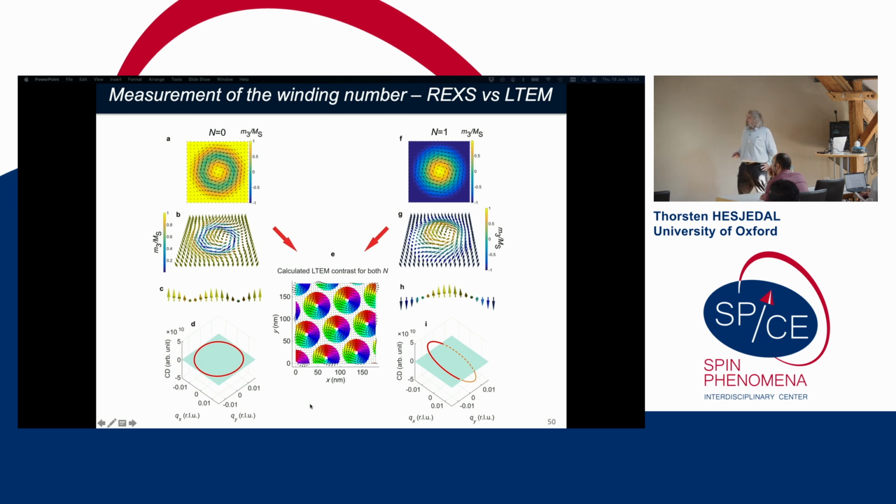So that was very nice. But there are a couple of catches with that. The first problem, I would say, is that if you look at an n equals 0 system, a so-called target skyrmion with a winding number of 0, and on the right-hand side a Néel-type or Bloch-type skyrmion with n equals 1, then the LTM contrast for both is pretty similar, or I would say equal.